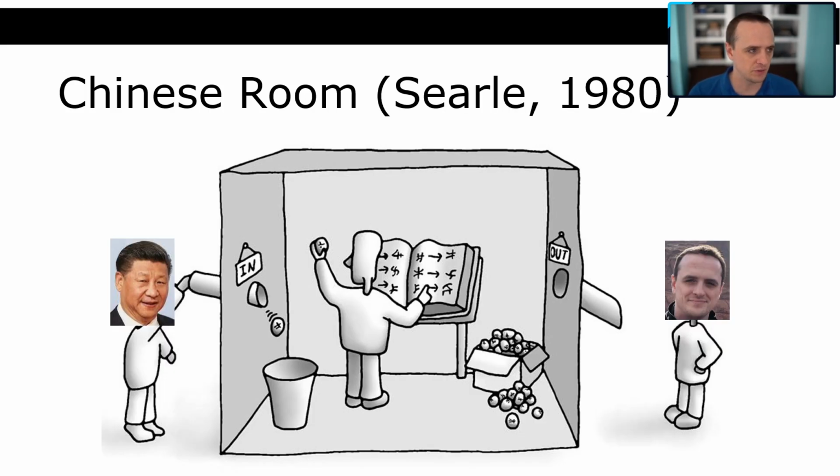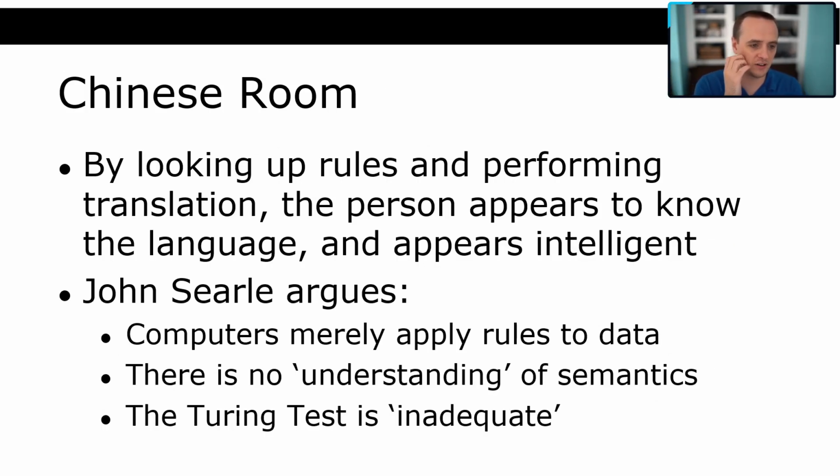But if you think about this, this is literally what a computer does. Every computer that has ever existed looks at symbols, looks in a big table, and then gets the next symbol and outputs it. Okay? So Searle is arguing that computers are merely applying rules to data. There is no human-like understanding of the semantics of actually what's going on.